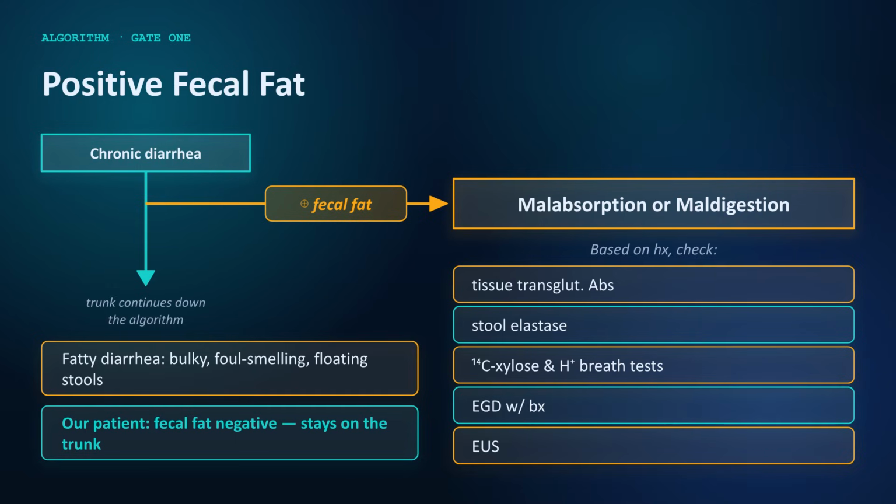Our patient's fecal fat was negative, so she stays on the trunk. Remember the pairing. Malabsorption means the mucosa cannot take nutrients up. Maldigestion means they were never broken down.